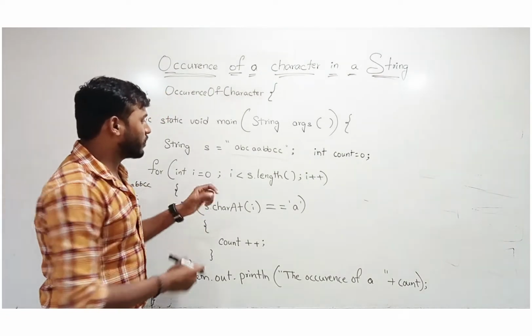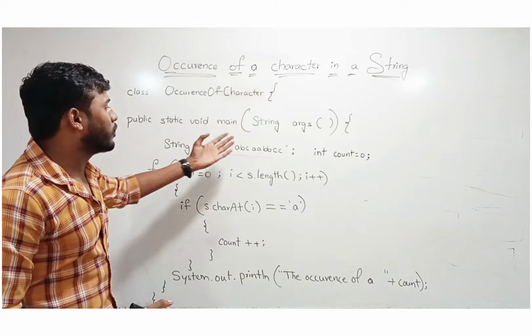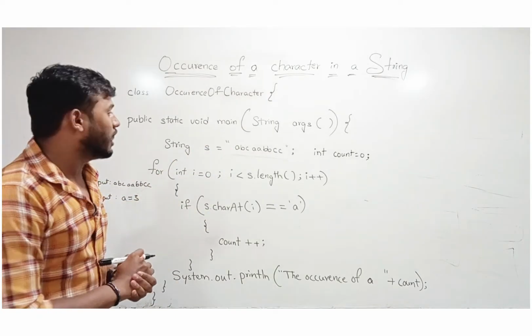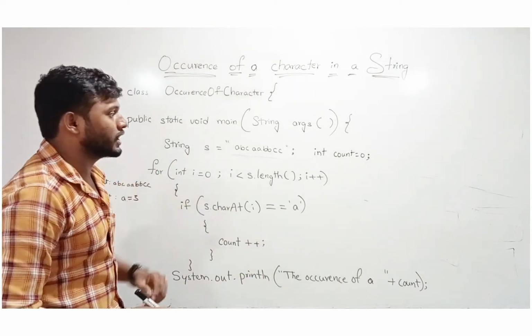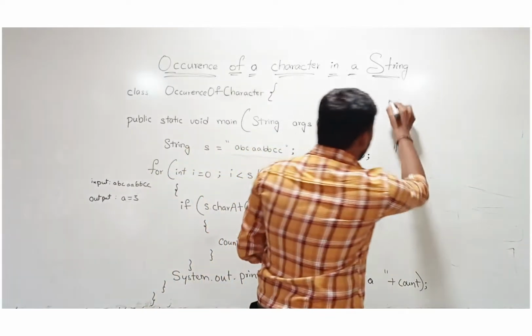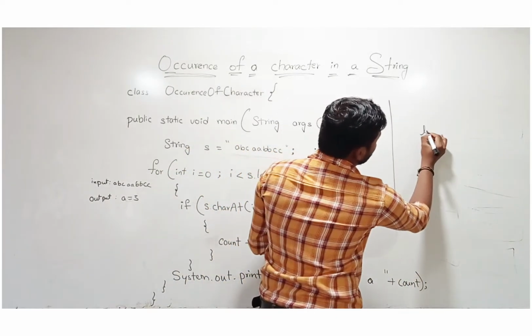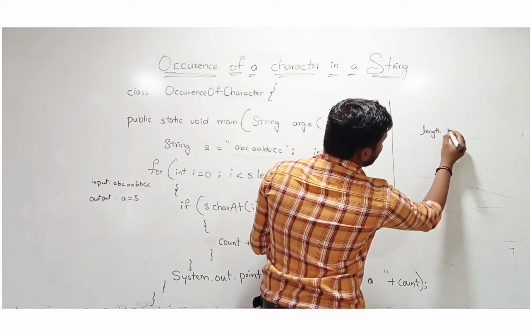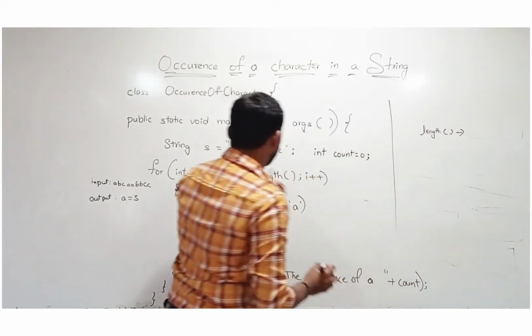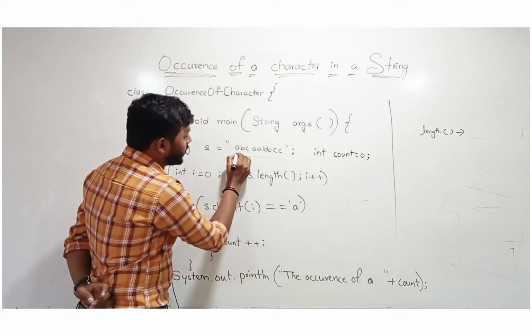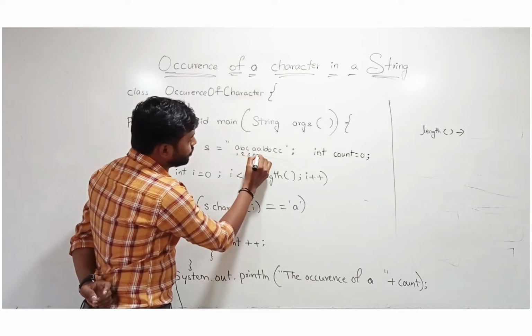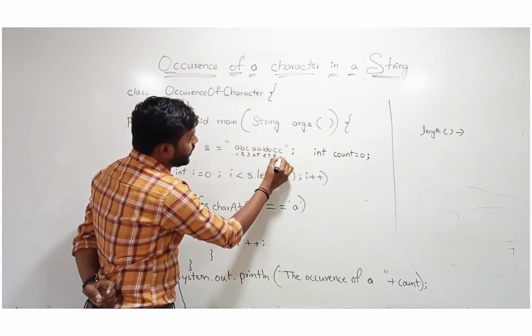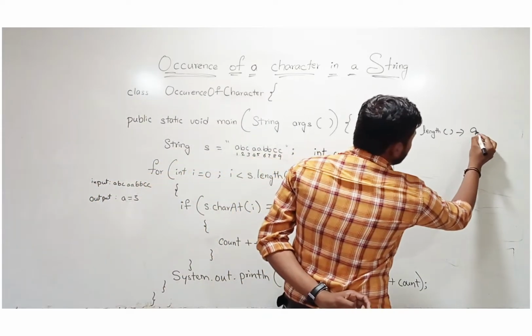Now come to the program. How will the loop be executed, and how will the JVM internally call the execution? Here we already know the length method. It checks the length of the string. Here the length of the string is 1, 2, 3, 4, 5, 6, 7, 8, 9. So the length of the string is 9.